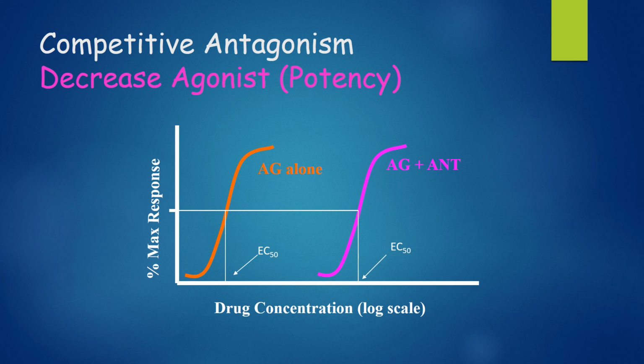Okay. In the initial part I told you that potency means the minimum amount needed to produce a desirable response. So here, when we add antagonist and agonist, we have to increase the dose of agonist to reach the desirable or maximum effect. That means we have increased the dose of agonist, which means the potency of the agonist is reduced.